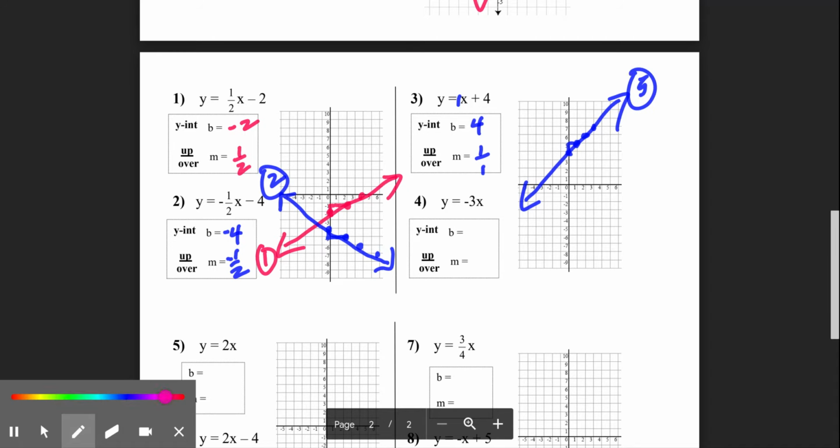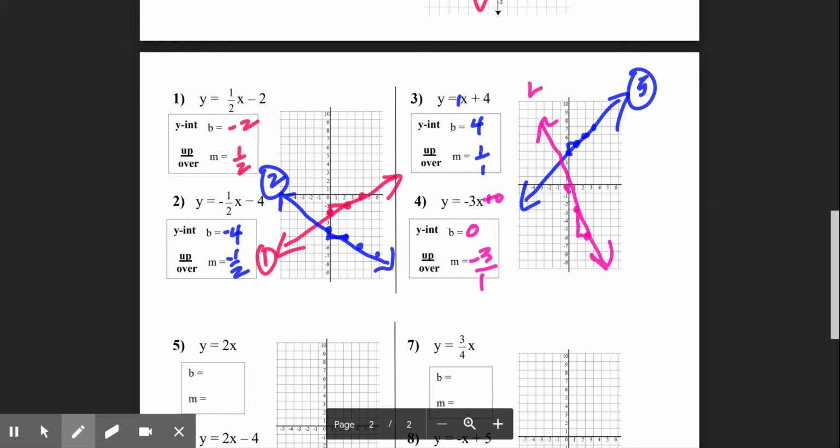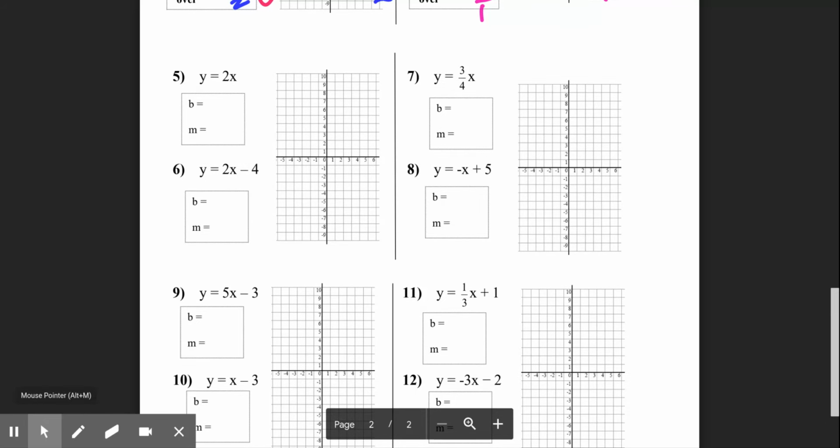All right. Problem number 4, if we don't have a y-intercept, it's understood to be 0. And then our slope is -3 as a whole number, which means -3 over 1. So we're going to start at 0, and then we're going to go down 3, 1, 2, 3, and right 1. We can do that again, down 1, 2, 3, and right 1. So that's what our line would look like there for problem number 4. All right, let's take a look at problem 5.